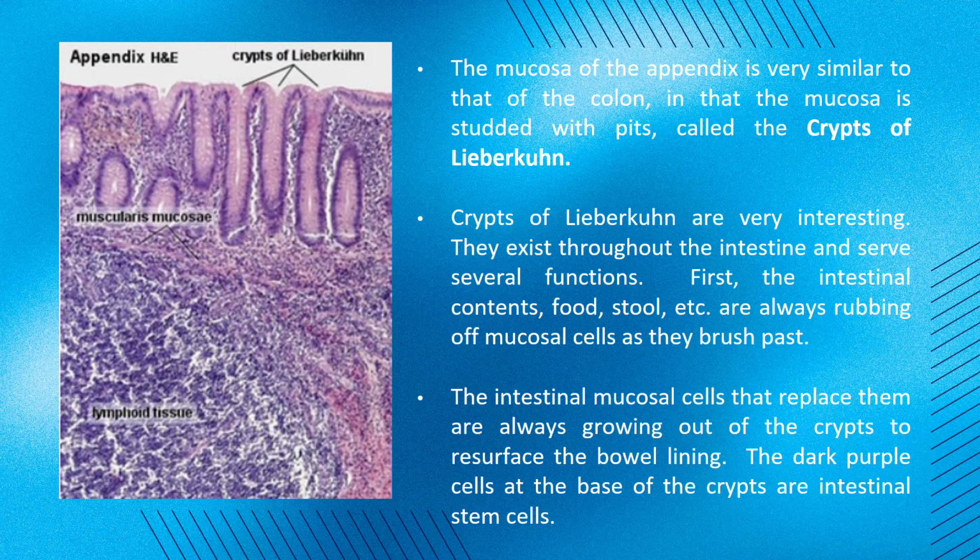They exist throughout the intestine and serve several functions. First, the intestinal contents, food and stool, are always rubbing off mucosal cells as they brush past. The intestinal mucosal cells that replace them are always growing out of the crypts to resurface the bowel lining. The dark purple cells at the base of the crypts are intestinal stem cells.